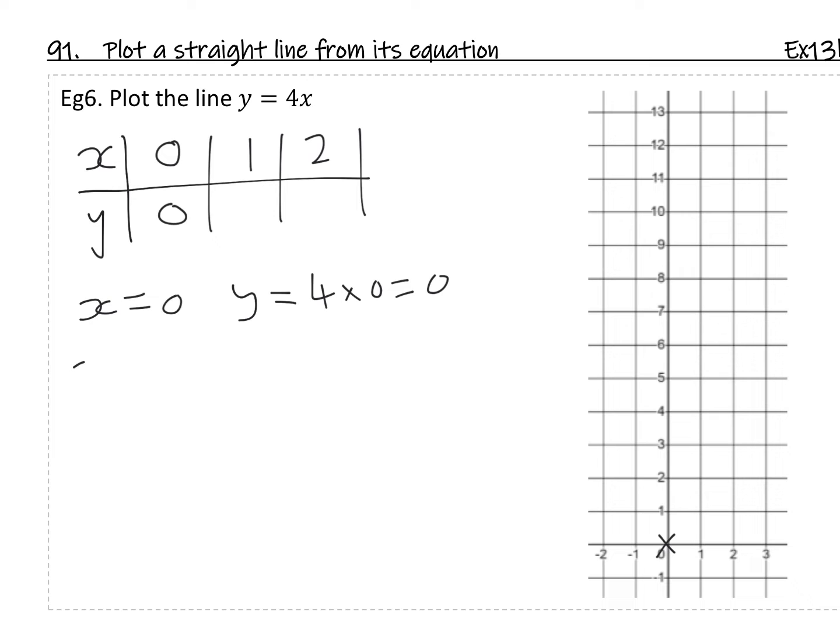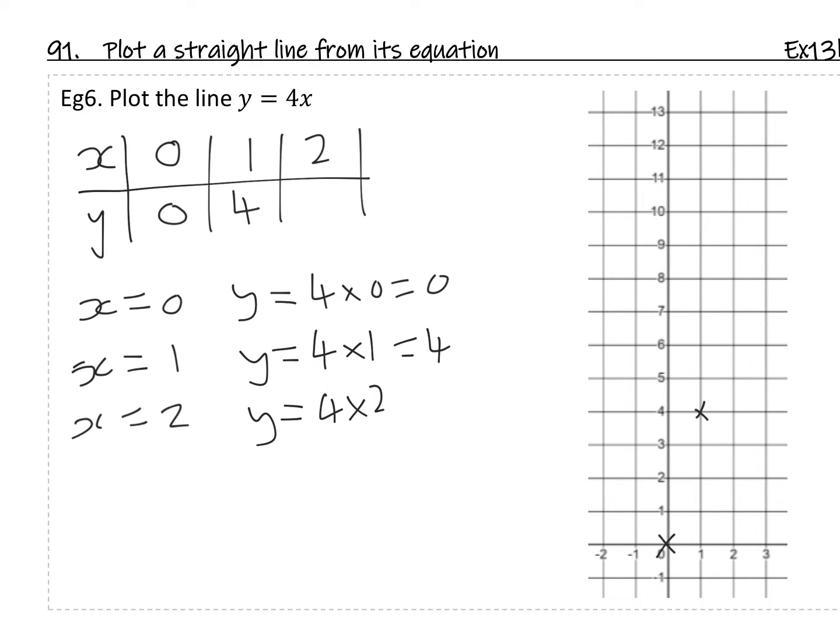And then the next one, what about when the x value is 1? Well, when x is 1, y is 4x, so y is 4 ones, which is 4. And we can go along the corridor 1, up the stairs 4. And what about when x is 2? Y would be 4 x's, so 4 2's, which gives us 8. Along the corridor 2, up the stairs 8.